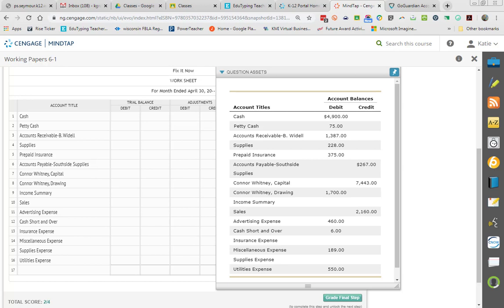So I'm going to take $4,900 and put it on my worksheet as a debit for $4,900. I am not making debits and credits equal. I'm just transferring and putting the balance in for my account. So I'm going to do $4,900. And then petty cash is going to be $75.